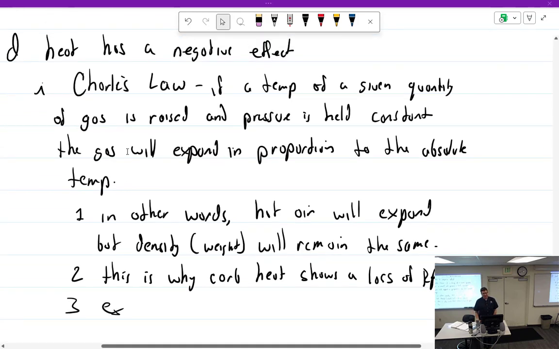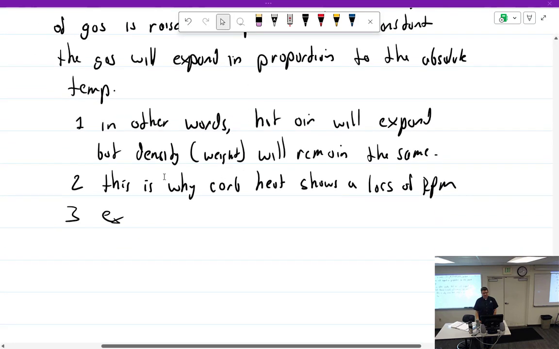Okay, so yesterday we left off talking about what? Charles' law here? Was it Charles' law? So if the temperature of a given quantity of gas is raised and pressure is held constant, that's the big thing. You got to hold the pressure constant. Then the gas will expand according to the temperature. So in other words, hot air will expand, but the density remains the same. It's a closed container. Don't think about outside. Hot air will expand.